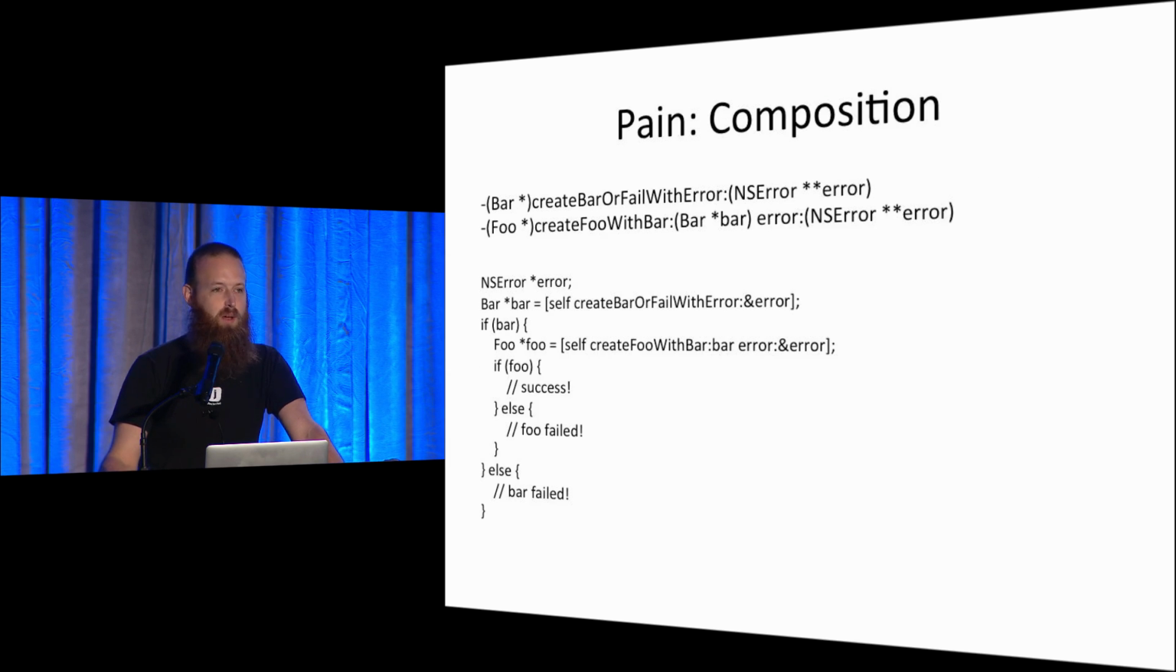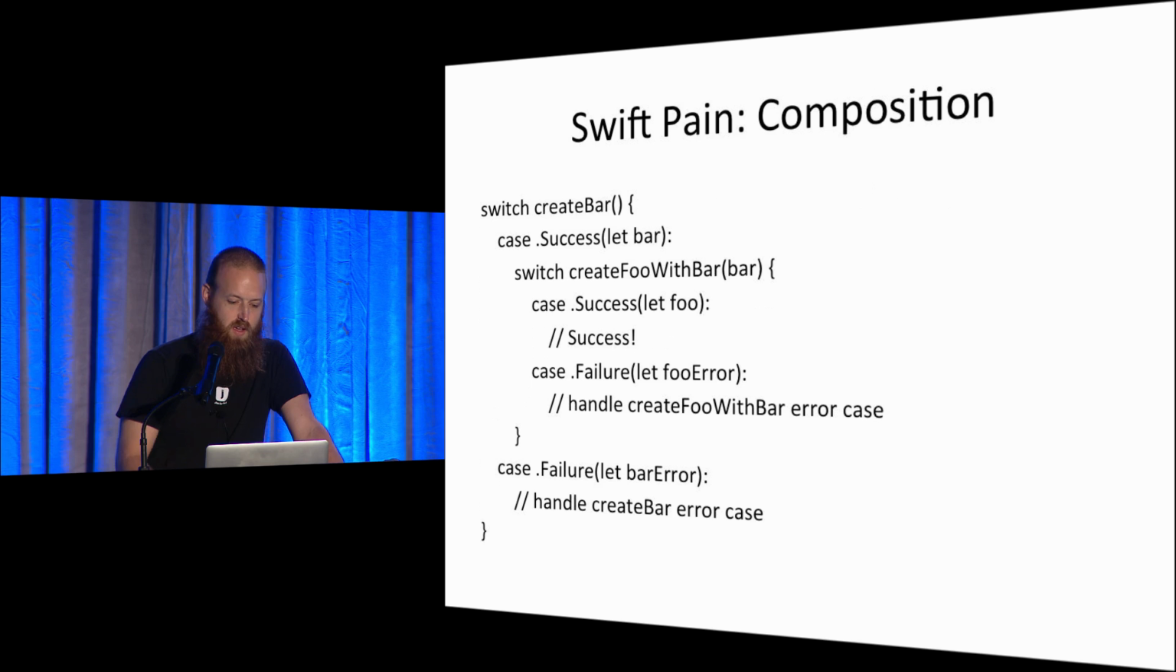But then we run into some pain from composition. So this is just some familiar Objective-C code. Again, if you need to compose these two things together, you're going to first call create bar with error, and then you have to check the bar, and then you're going to pass that to create foo with error, and then you're going to check the foo. And then you've got two different failure cases that you have to handle that are often going to be the same, because usually you're just going to log it or show it as an error to the user or something else. Most of the time, these are not recoverable errors.